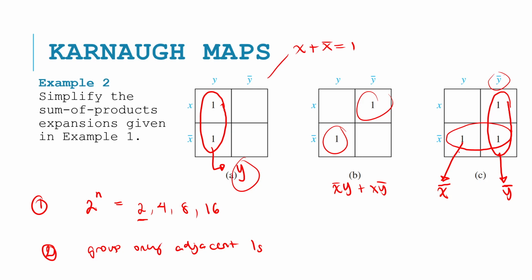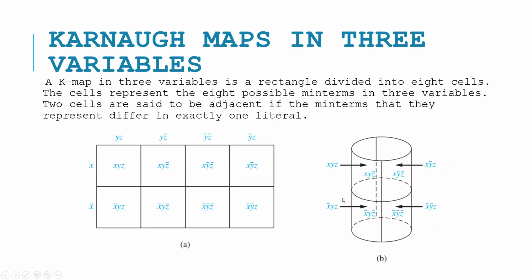Now, since we have 2 groups of ones, what we have to do is add these groups together. So the final answer for the simplification of the sum of products expansion of letter C is x complement plus y complement.